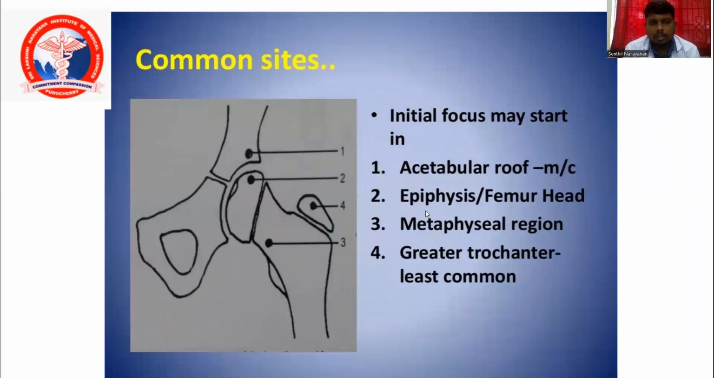The common sites in TB hip: the initial focus may start in the acetabular roof, which is the most common site. The second is the epiphysis or femoral head, the third is the metaphyseal region, and the fourth is the greater trochanter, which is the least common.